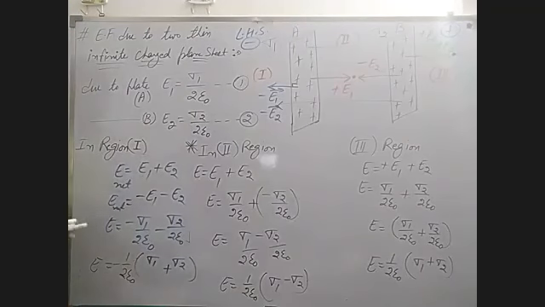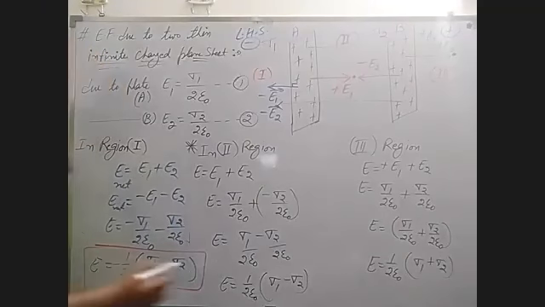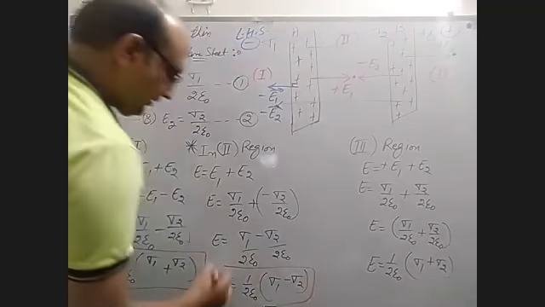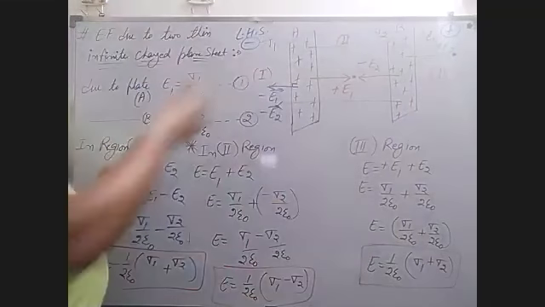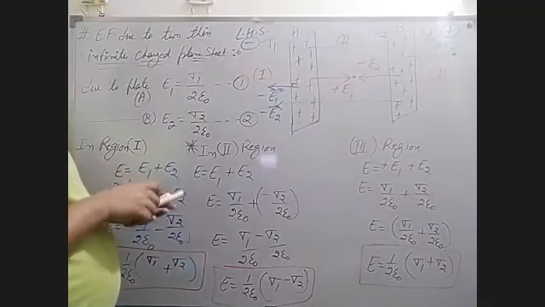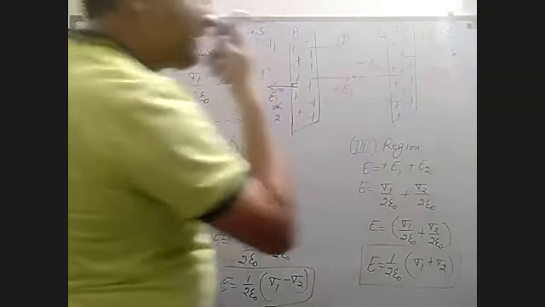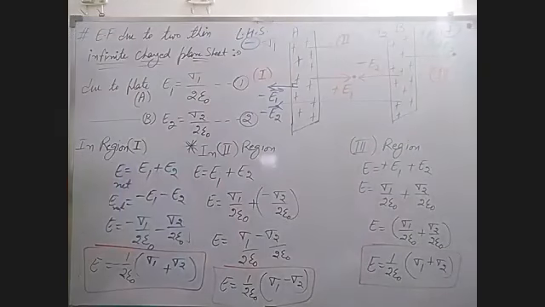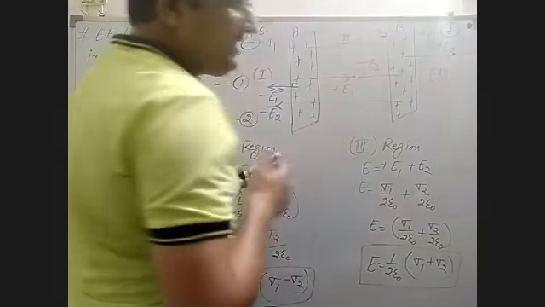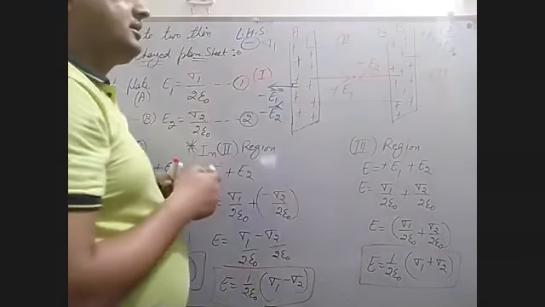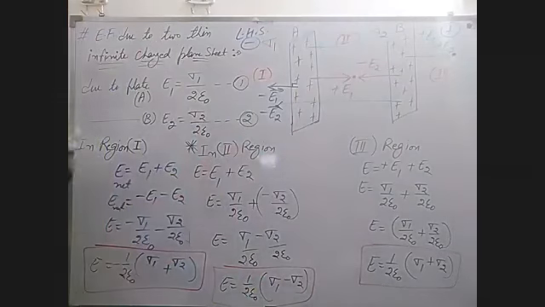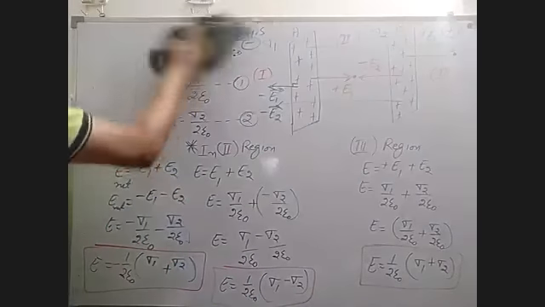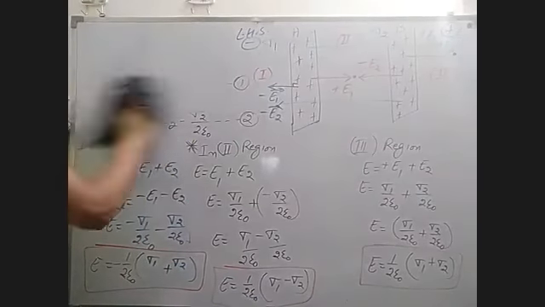In this way, we can take these three values in region first, in region second, and in region third. Now, if both are negative, or one is positive and other is negative, if both have the same density, then these types of things are special cases for this.